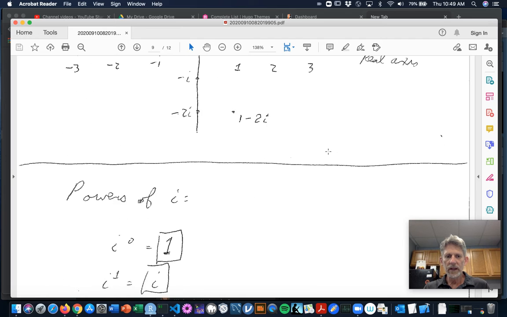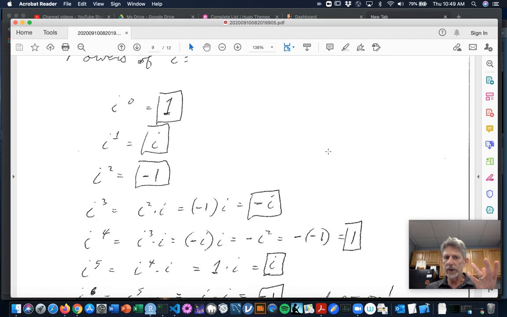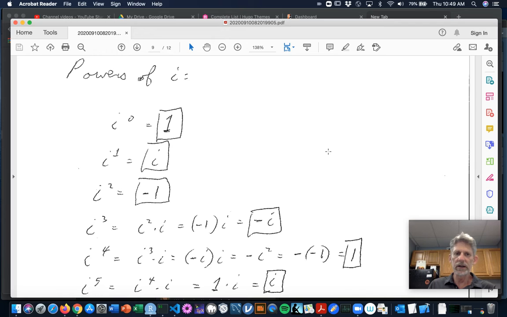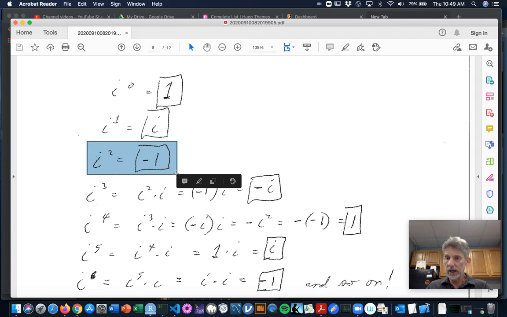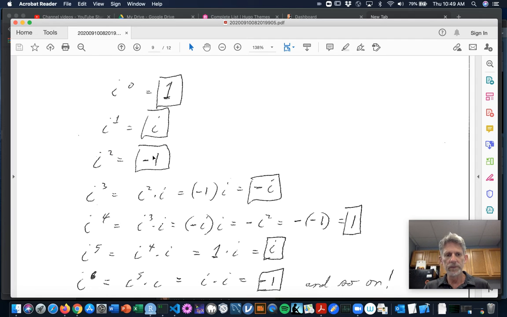So another thing that you might have noticed about i when you were thinking about it back in high school is the powers of i. Like i to the 0, that should be 1 because anything to the 0 is 1. i to the 1 is i because anything to the 1 power is itself. i squared is minus 1 because that's what i does. It squares out to minus 1.